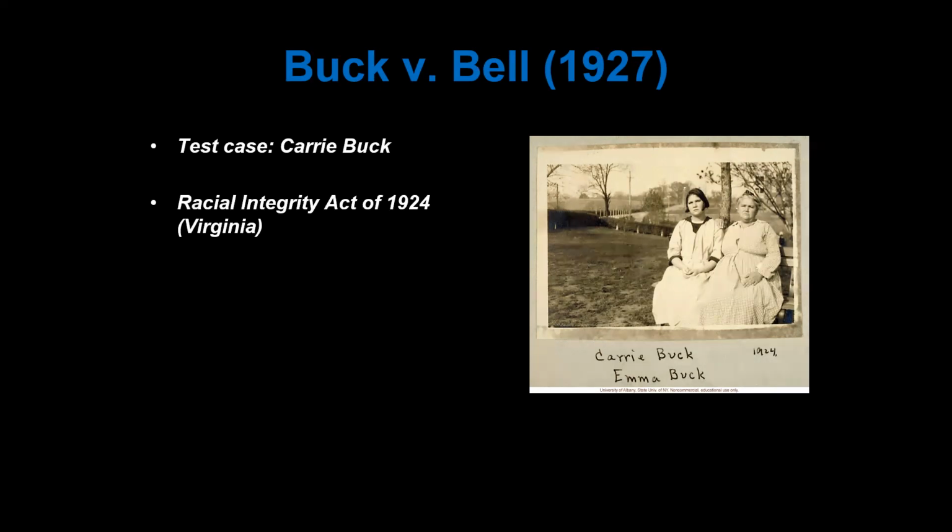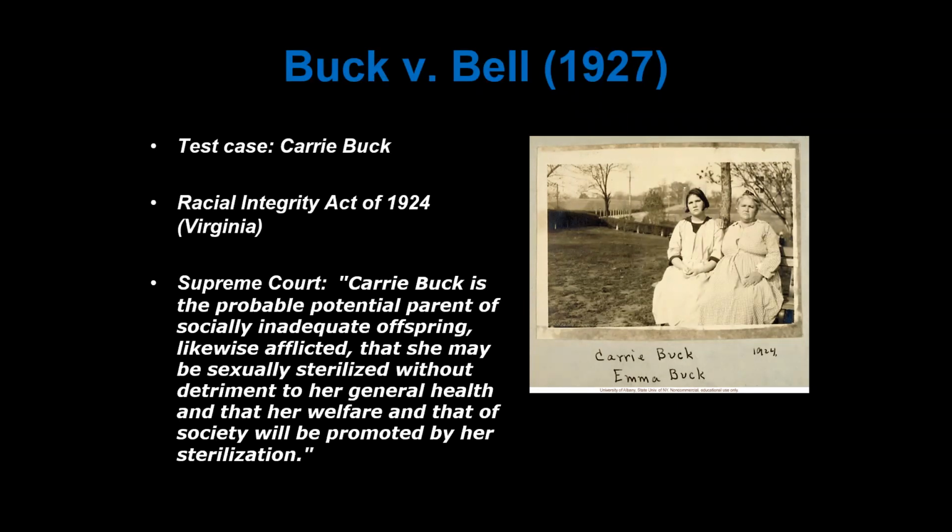Of course, the Racial Integrity Act of 1924 was just 3 years before this. And the Supreme Court then, in this context of Virginia's laws and other laws that were being passed, decided that Carrie Buck was the probable potential parent of socially inadequate offspring, who would likewise be afflicted as she was, that she may be sexually sterilized without detriment to her general health, and that her welfare and that of her society will be promoted by her sterilization. The Supreme Court decided that the state of Virginia had every right to sterilize her and anyone like her that they decided were undesirable.